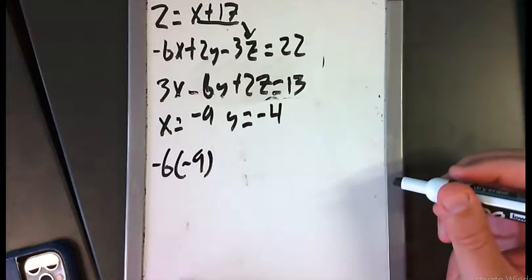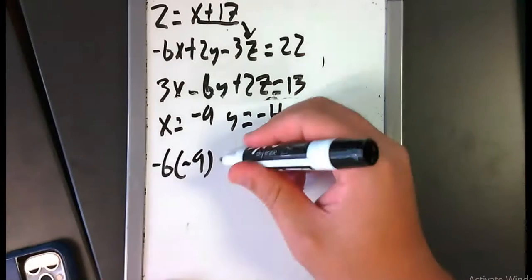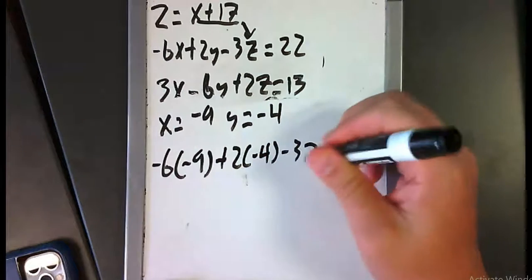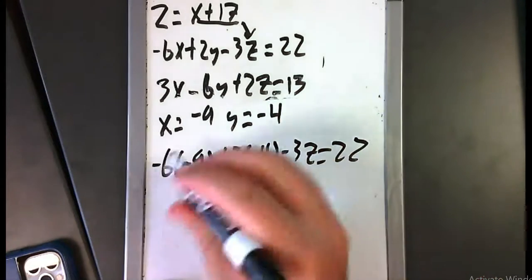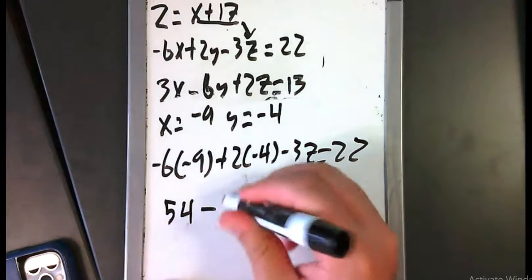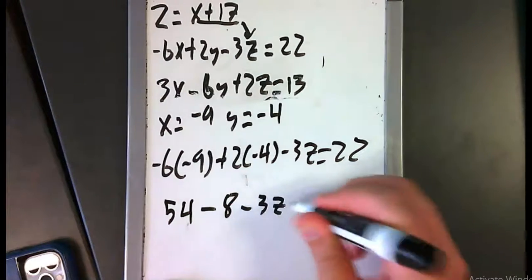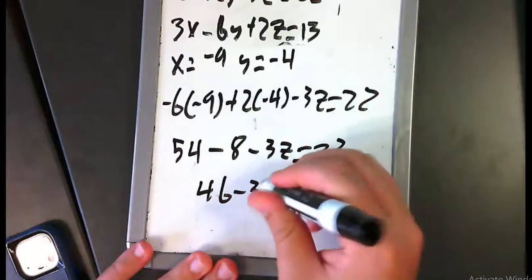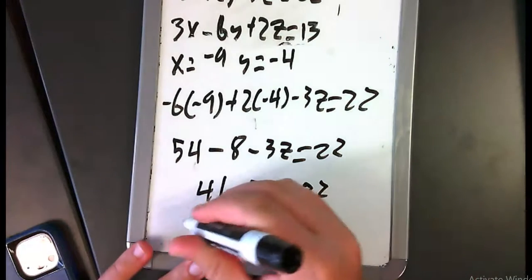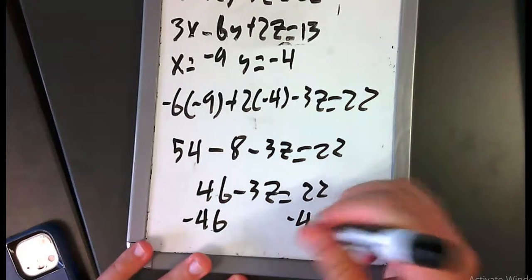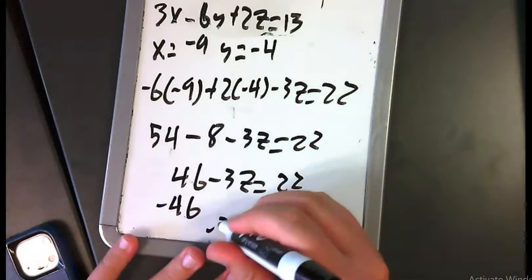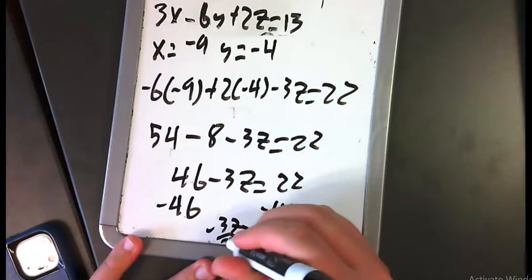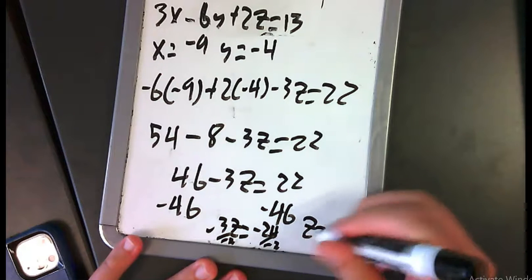So we have negative 6 times negative 9, and then we have plus 2 times negative 4 minus 3z equals 22. Okay, so that should be 54 minus 8 minus 3z equals 22. That gives us 46 minus 3z equals 22. Minus 46, minus 46, and we get negative 3z equals negative 24. Divided by negative 3, divided by negative 3, and we get z equals 8.